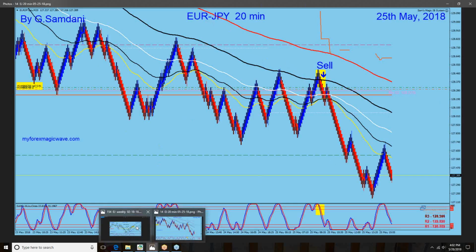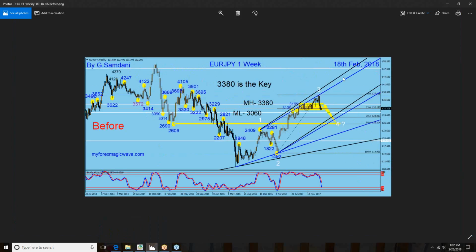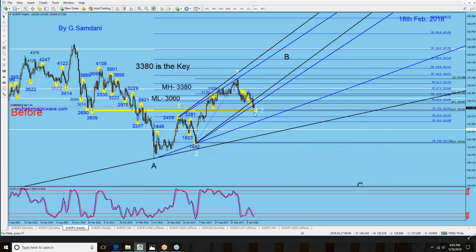Why all short? Because I made this chart back in February. 1, 2, 3, and we're supposed to come down for wave 4 down here, right? This is the target, according to the Elliott wave. Where we are now today, right there. You see that? So all this time we're doing short. When it's going up, leave it alone. Then when it starts coming down, short, right?